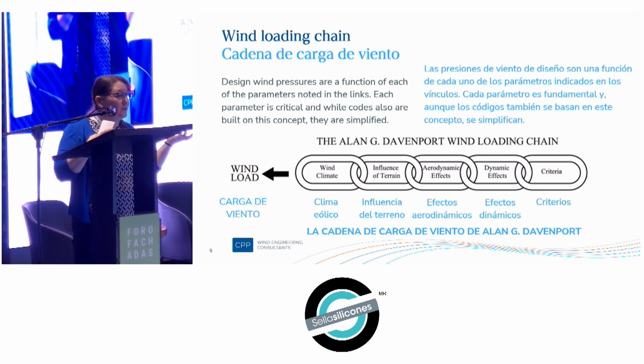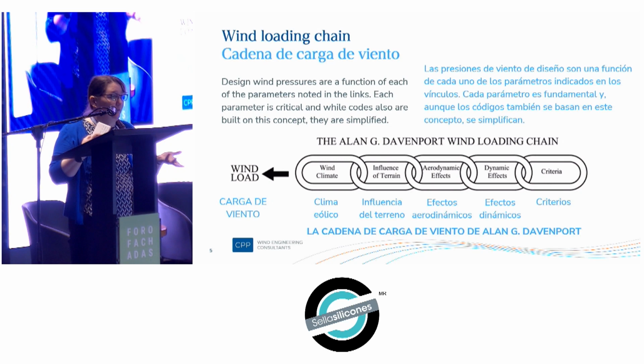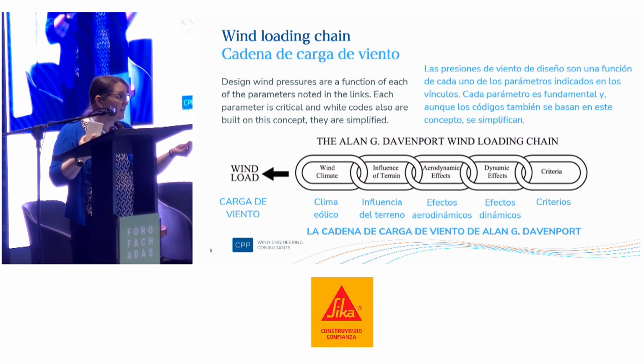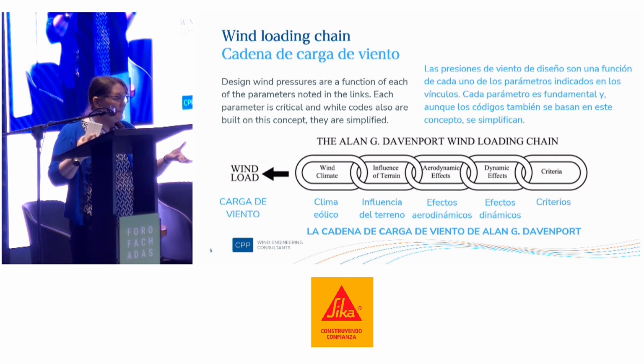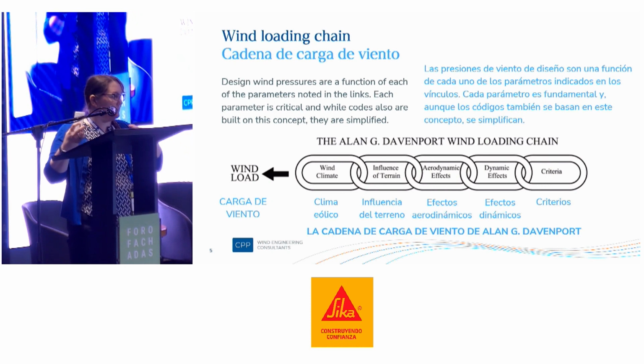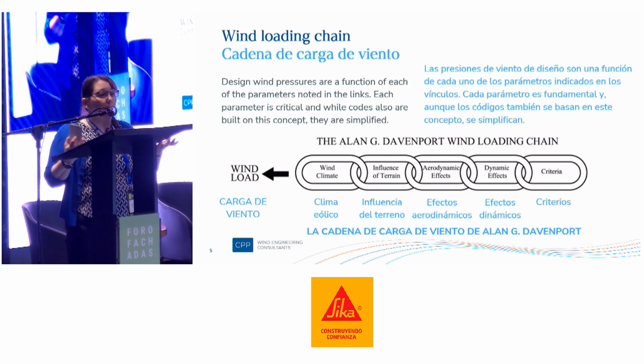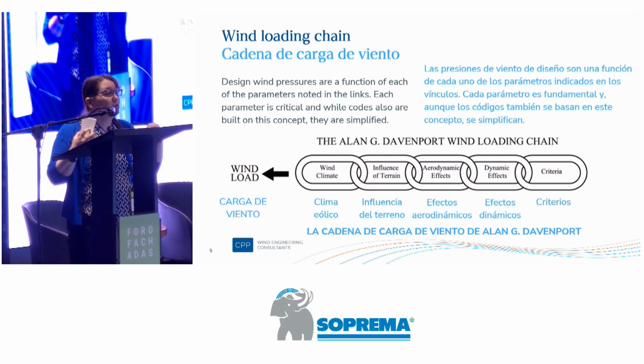So we use the wind loading chain, which is from Alan G. Davenport. It was developed back in the 1980s and 1990s, and we're basically using all of these links to evaluate the wind tunnel pressures. So there's climate, there's also the influence of terrain, which is sometimes natural terrain, such as here in this region, but also local buildings. The aerodynamic effects, if the building is going to move in the wind, as well as dynamics and criteria. The criteria would be the local code or design wind speed. Each one of these is very important to determine the wind loads.